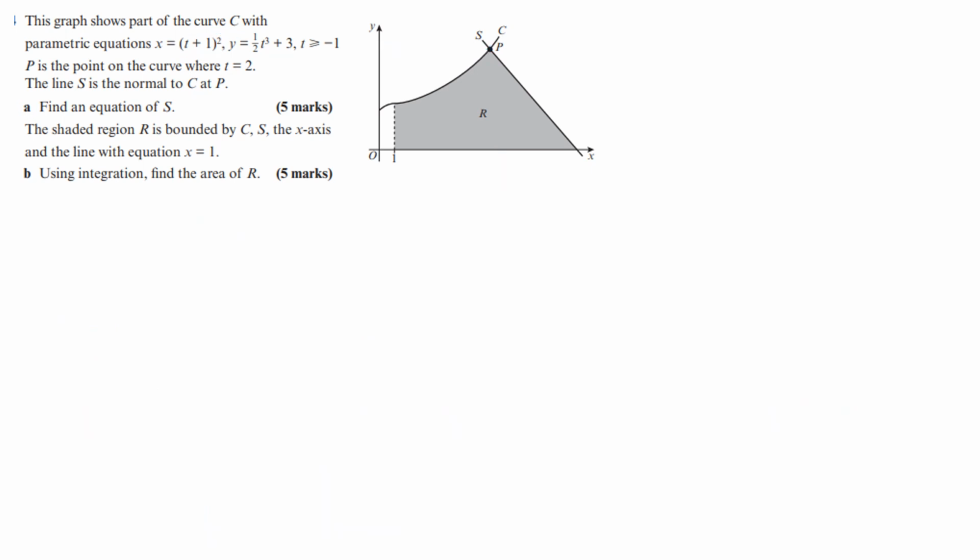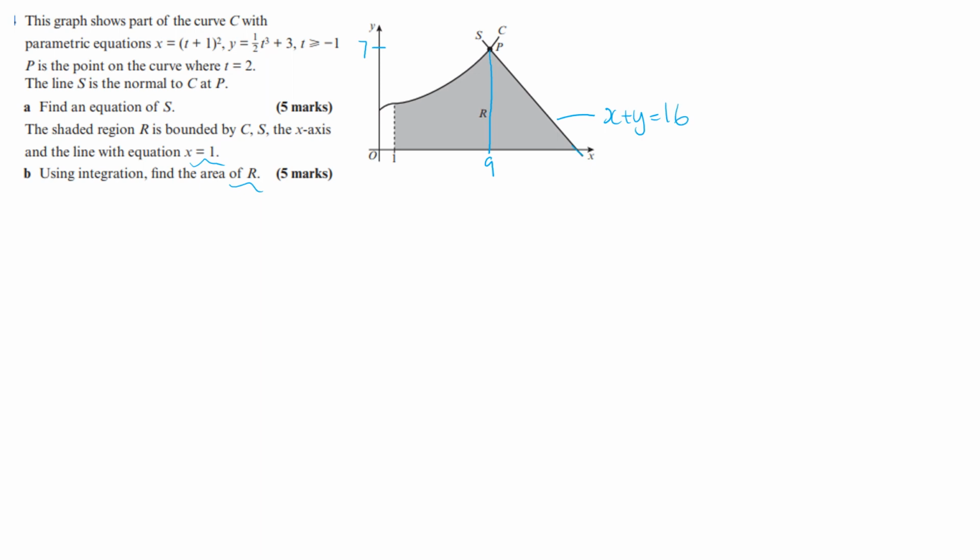In part B, I have this region R bounded by the curve C, S and the x-axis and the line x equals 1. I'm going to use integration to find the area of R. Now, if we remember, this was the point where t is equal to 2 at P, and that gave us the x coordinate 9 and the y coordinate 7. So the equation of the line S was x plus y is equal to 16.